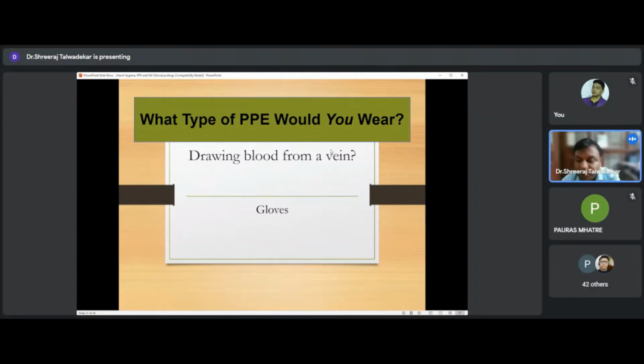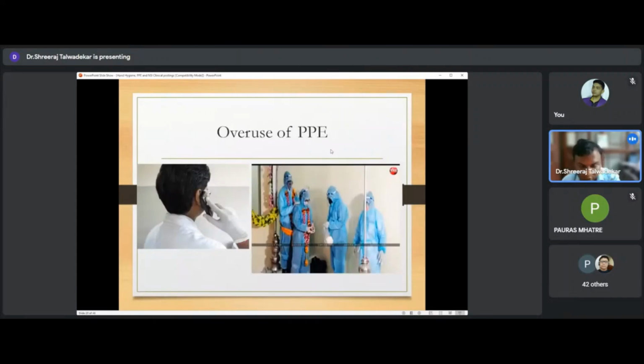This is known as rationalizing the personal protective equipment. So don't say, "I have to do phlebotomy as an intern, so give me the entire N95 and coverall suit," etc. This is known as overuse of PPE. You had seen this during the first and second wave. People were using personal protective equipment to conduct marriages and all.